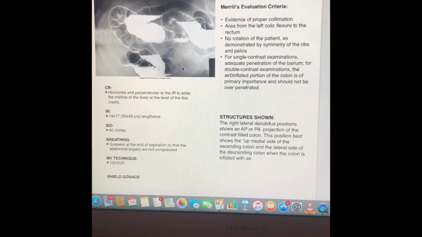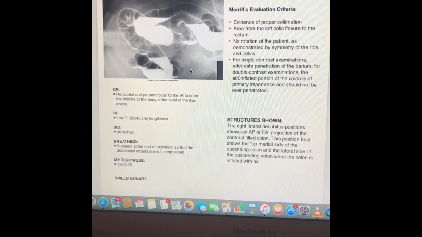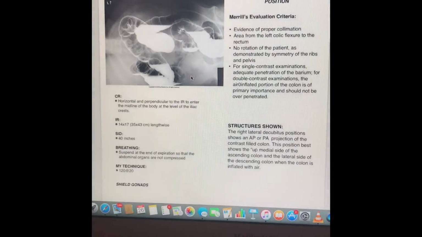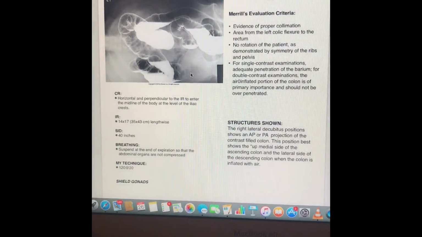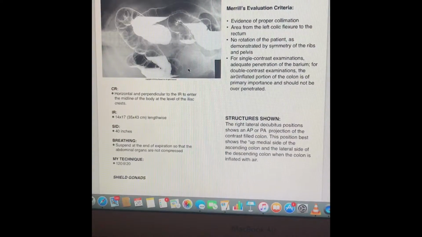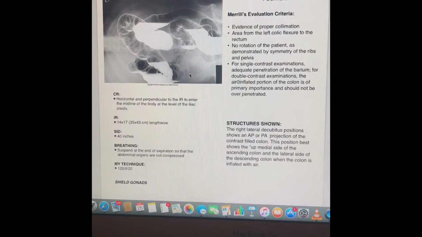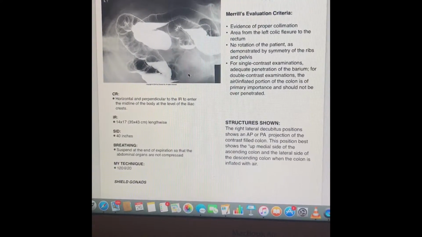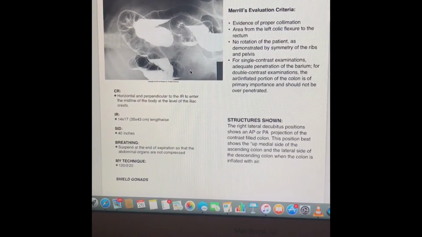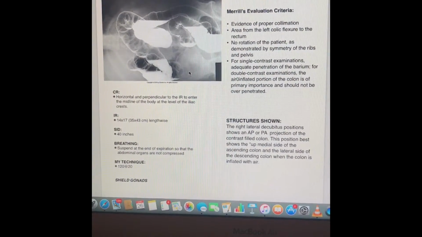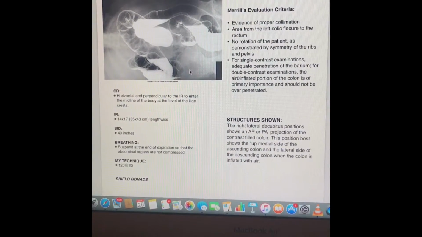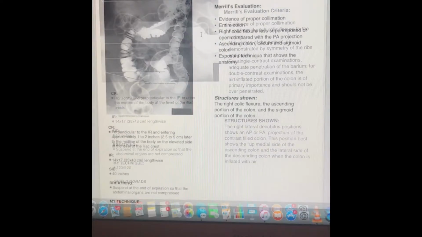And my central ray for this projection was horizontal and perpendicular to the IR to enter the midline of the body, at the level of the iliac crest. IR was 14 by 17 inches lengthwise. SID 40 inches. Breathing was suspended at the end of expiration so that the abdominal organs are not compressed. My technique was 120 at 20, and I shielded my patient.